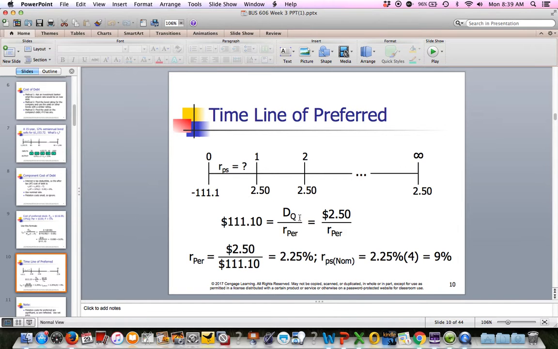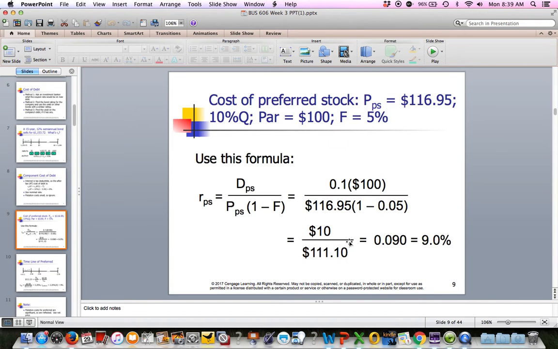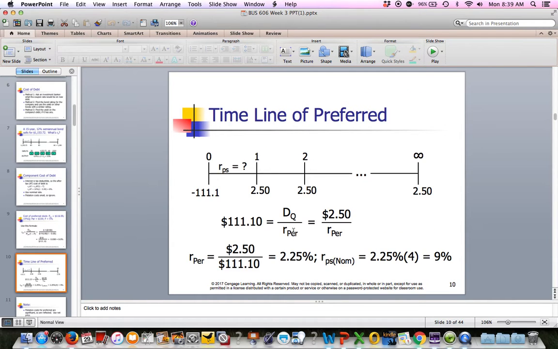So what you see here is that 111.10 that came from the previous screen, right here, and that's the 116.95 times 1 minus 0.05 equals DQ, the 2.50 dividends per quarter, divided by the R per period. And the R per period is 2.25, because 2.25 is 10% divided by 4. And so that comes out with 9% also. So the same answer, which is, we're just kind of proving the answer is really all we're doing with this slide.